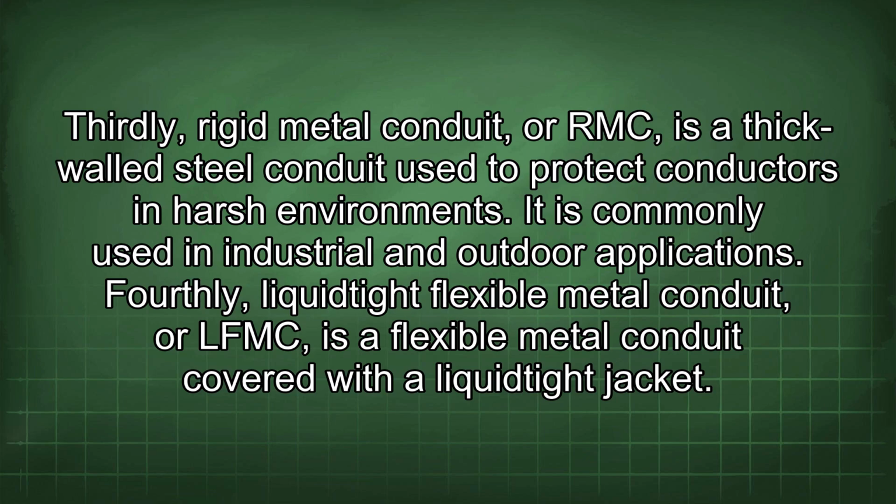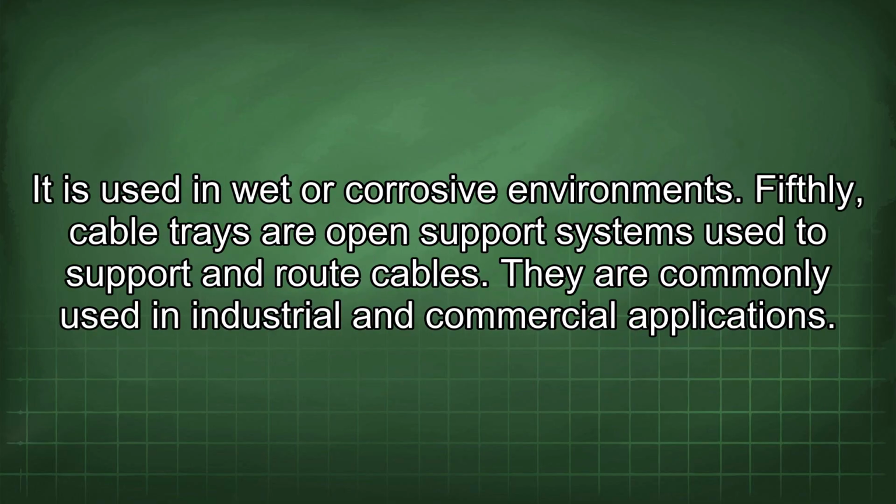Thirdly, rigid metal conduit, or RMC, is a thick-walled steel conduit used to protect conductors in harsh environments. It is commonly used in industrial and outdoor applications. Fourthly, liquidtight flexible metal conduit, or LFMC, is a flexible metal conduit covered with a liquidtight jacket. It is used in wet or corrosive environments. Fifthly, cable trays are open support systems used to support and route cables. They are commonly used in industrial and commercial applications.